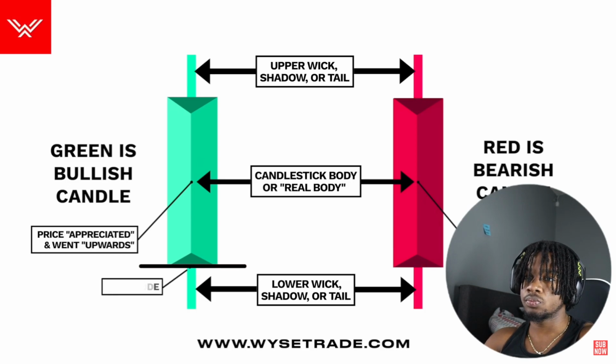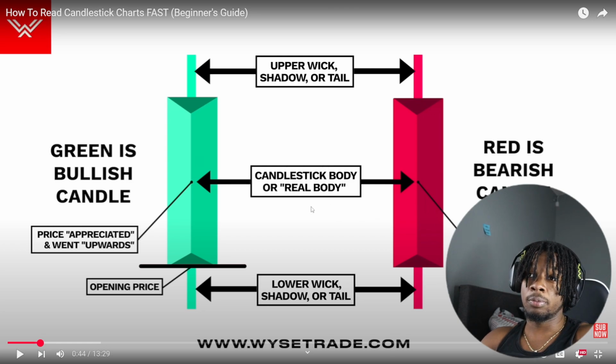For green candlesticks, the opening price is at the bottom. I call them wicks, and then, like he said, these are called bodies.